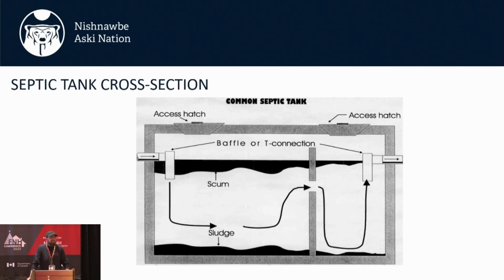Without those baffles or T connections in place, you can actually short circuit the tank. What happens is, if these baffles don't exist, a lot of the time this partition wall can get degraded over time. It may not be sticking that high up, but you can get just washout of the scum layer, and if there's no baffle, this will just go out the inlet and basically all the way across the scum layer to the outlet of the tank.